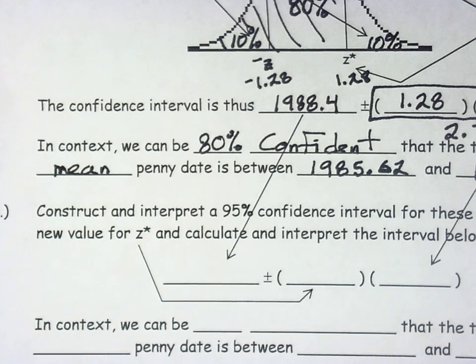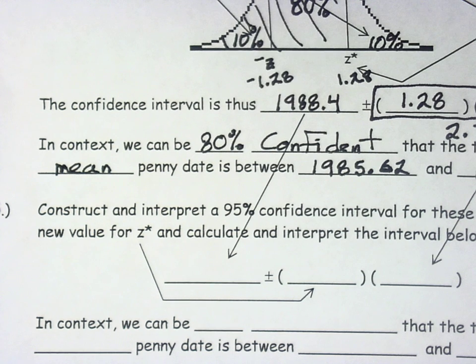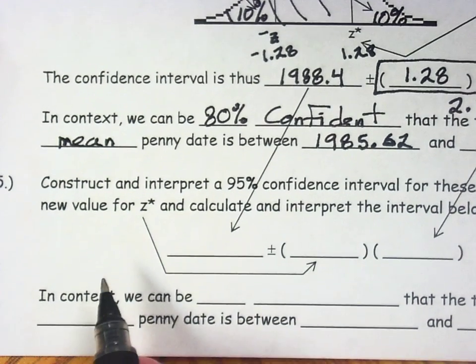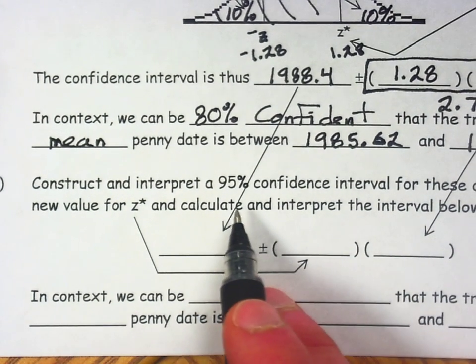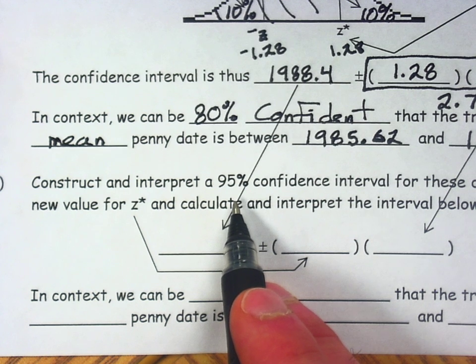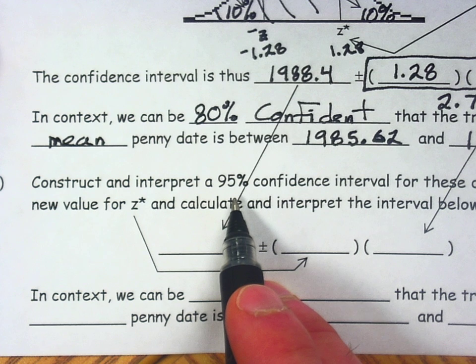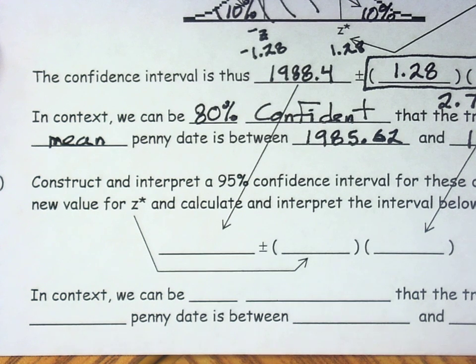Hi guys, let me do number 5 here just to show you, using the same data, how to adjust your level of confidence. So let's construct and interpret a 95% confidence interval for these data. Now in your study guide, when we're working with approximately normally distributed data, 95% confidence can be achieved by using z-scores of approximately 2. To be technical, it's just slightly less than that.